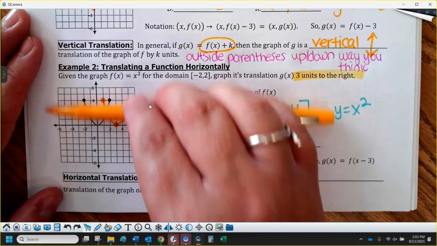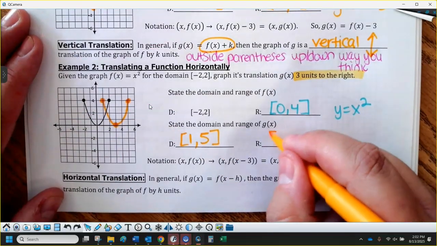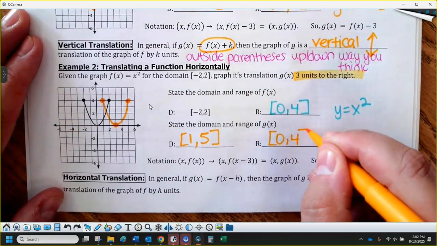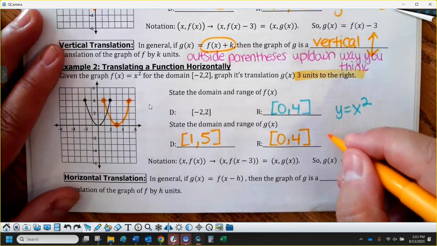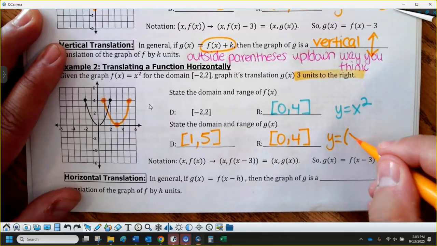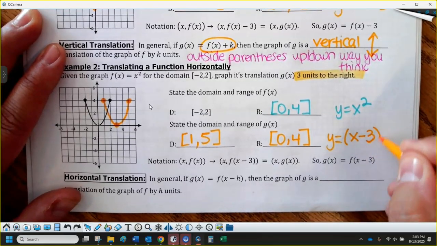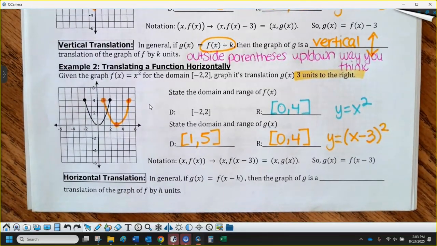This is between 0 and 4. It's scooched over, but the y values are between 0 and 4, so the range is the same as the original. Okay, now, this is the equation for this graph. This would be y equals, now, in parentheses, I'm going to write (x - 3) squared. That's the equation of what we just wrote. It's just on that domain from 1 to 5.